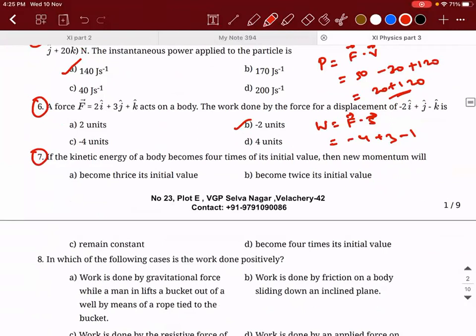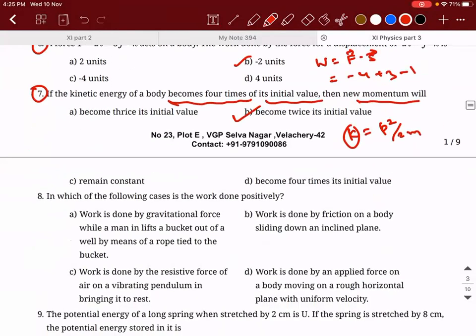7th, the kinetic energy of an object becomes 4 times its initial value, then the new momentum will. So what is the relation between kinetic energy and linear momentum? Kinetic energy is equal to P square divided by 2m. So kinetic energy becomes 4 times, linear momentum becomes 2 times. 7th option is B. Correct.